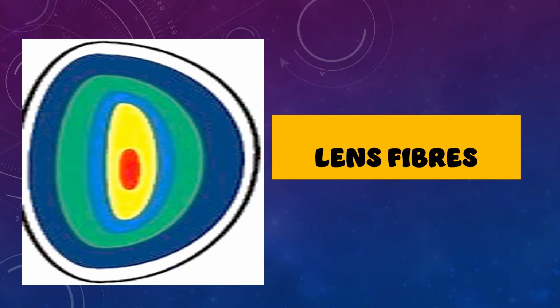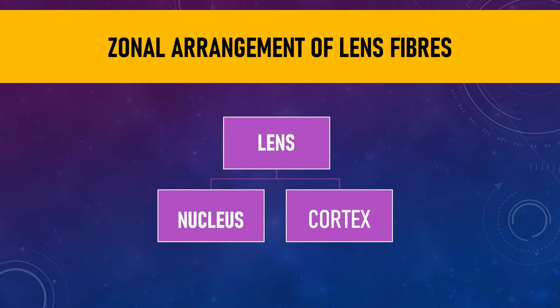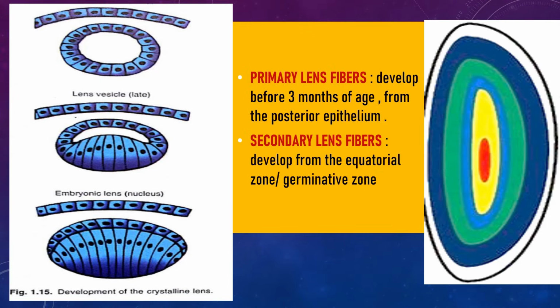The third part in which we'll study the anatomy is the lens fibers. We discussed the capsule, we discussed the epithelium. Now we're discussing the fibers of the lens. The lens fibers are actually arranged in a zonal arrangement, in zones. Based on these zones, roughly we have a nucleus and we have cortex. However, the nucleus is also divided into further zones, let me tell you.